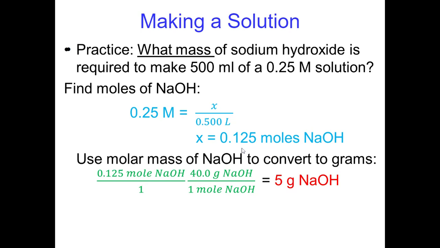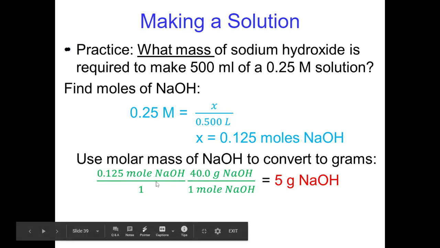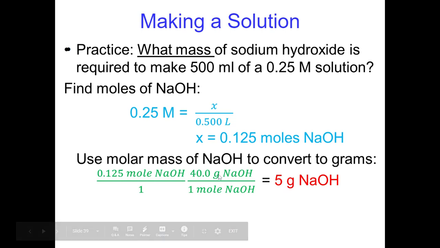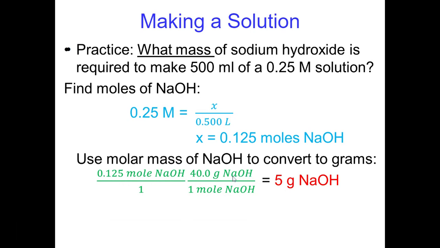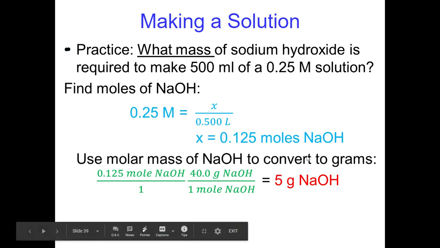And again, we can't measure moles in the lab, so we need to figure out how many grams. Just like at the beginning of the year, we put what we're given, 0.125 moles of sodium hydroxide, over 1. We have to get rid of moles of sodium hydroxide, so that goes to the bottom of my next line. Using the molar mass, I can convert to grams by putting grams of sodium hydroxide at the top. From the periodic table, sodium is 23.0, oxygen is 16.0, hydrogen is 1.0. Add them up, I get 40.0. Then I multiply the top and divide by the bottom, and I get 5 grams of sodium hydroxide.